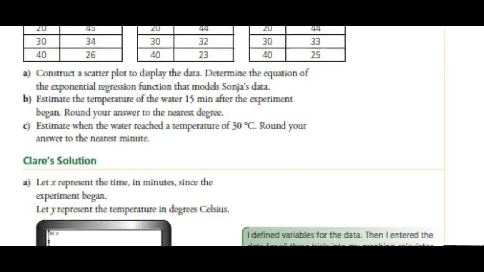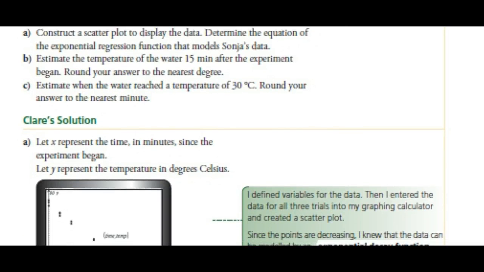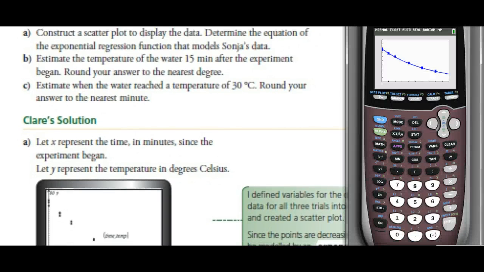Now, then you get asked some questions about doing with that. Estimate when the water temperature reached 30 degrees Celsius. Okay, so our temperature is our y value. So we're going to put in a 30, and then graph. And the x value is time.